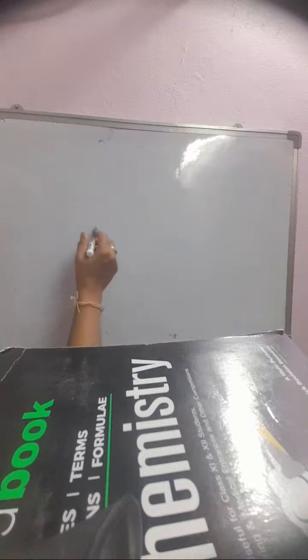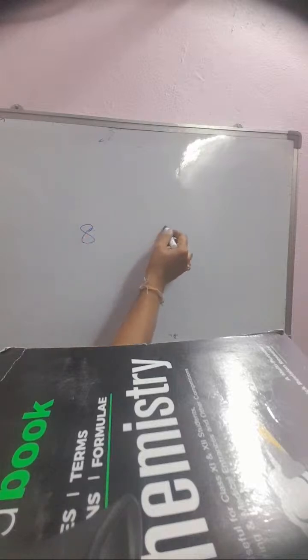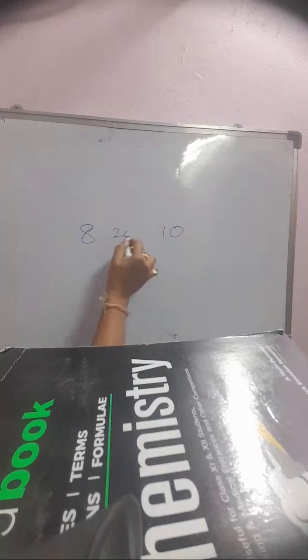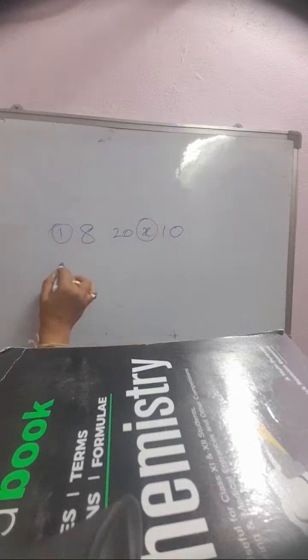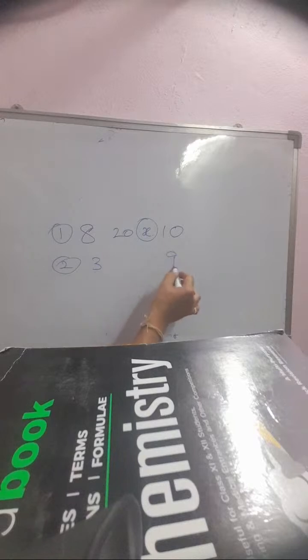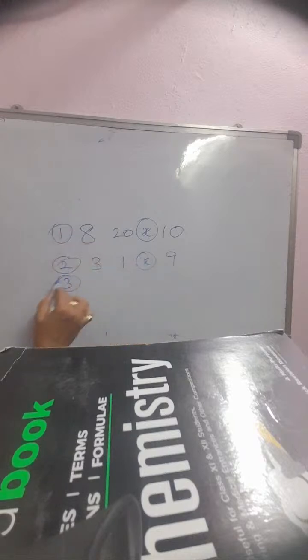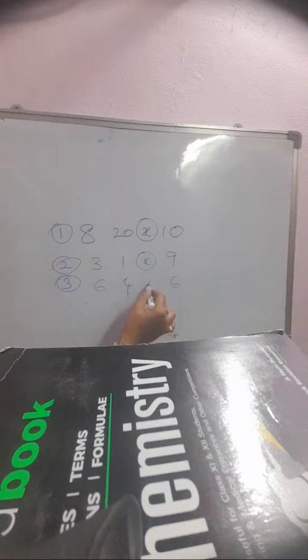For example, 8 and 10, then 20 and x. What is the value of x? This is the first question. Second, 3, 9 and 1 and x. What is the value of x? And third one, 6, 4, x. What is the value of x? So these are the three questions.